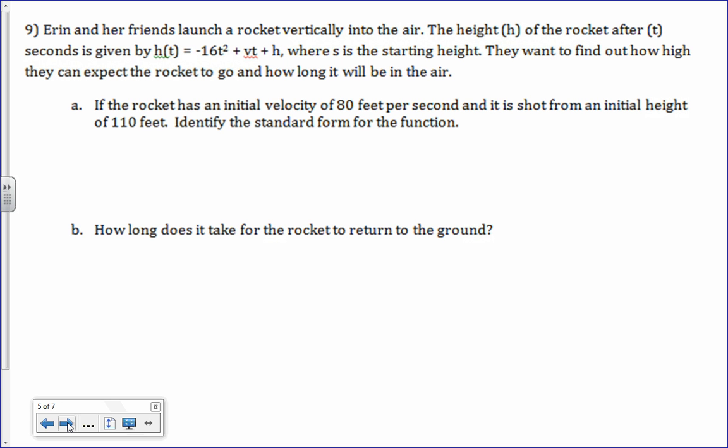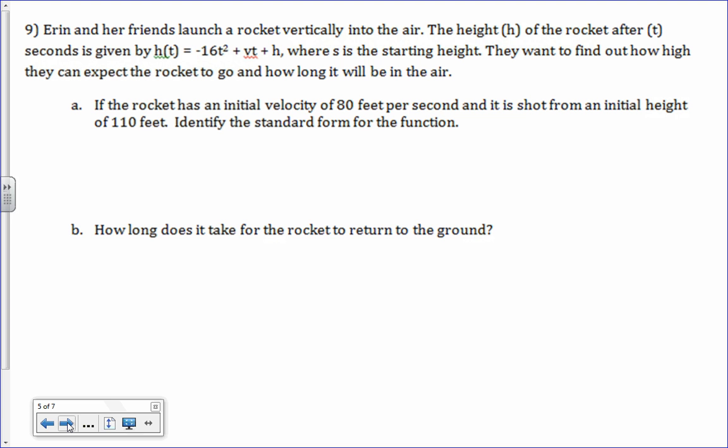So if you look at number 9, it says Erin and her friend launch a rocket vertically into the air. The height of the rocket after t seconds is given by the equation. This is the same one we've looked at all week. Negative 16 times t squared plus v times t plus h.